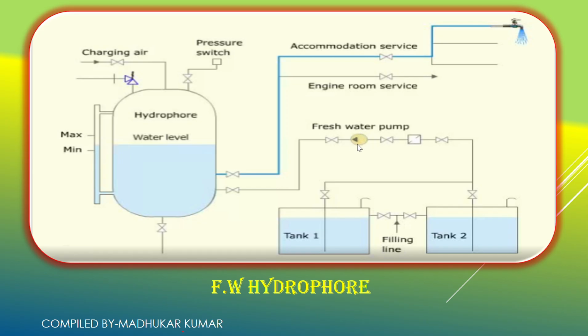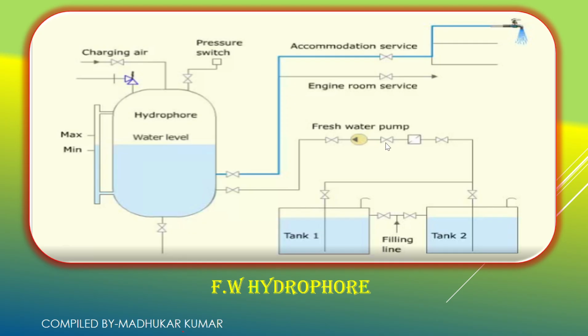Generally on board ship, you will have two sets: freshwater hydrophore pump 1 and freshwater hydrophore pump 2. The set is in parallel. We can use one, and if there is a malfunction, then you can use two. Normally we change over every week, or sometimes 15 days, sometimes on a monthly basis also. So tank 1, tank 2, pump 2, like that, or vice versa.